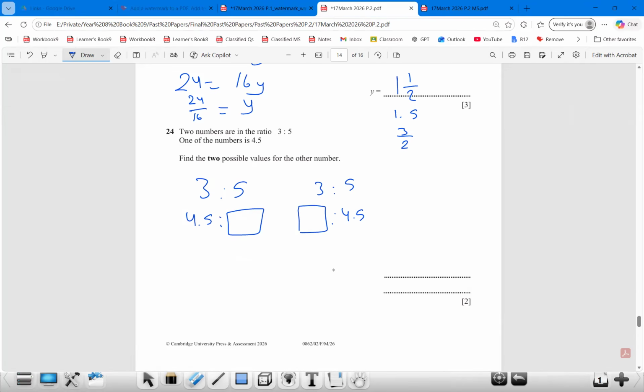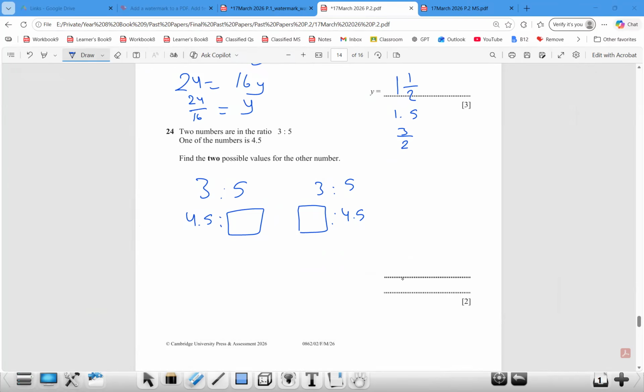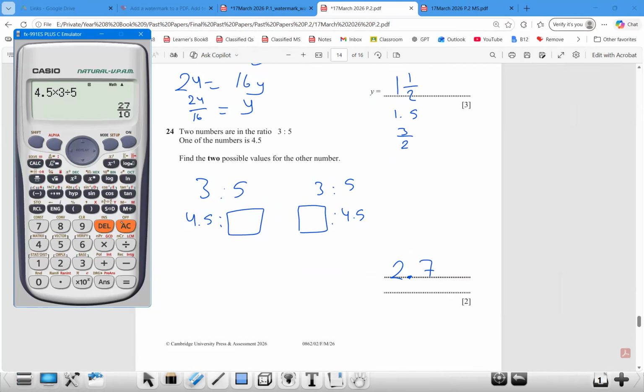Let's use the calculator to find that. We do 4.5 times 3, then divided by 5, equals 27 over 10, which is 2.7. This is a possible value. And the other value, I'm going to do 4.5 times 5, then you divide it by 3, equals 15 over 2, which is 7.5.